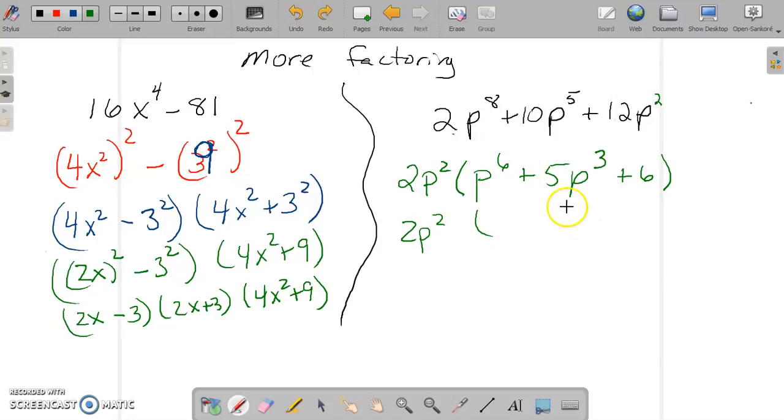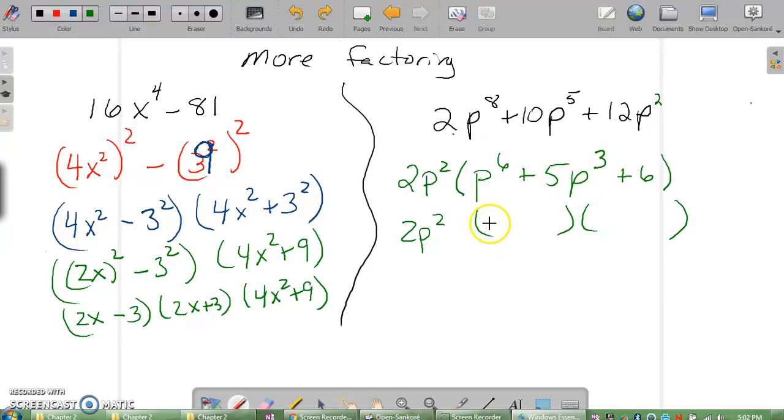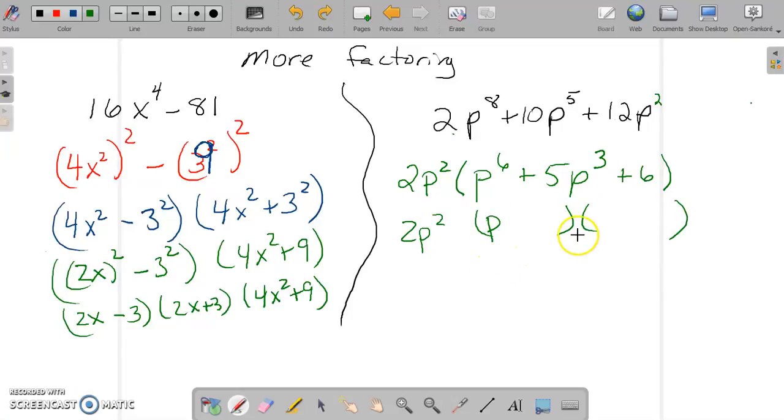You can actually reverse engineer this one. Okay, so this is a trinomial. This could work, especially if you notice that this degree is double this degree. Okay, 6 is double of 3. This could work. Okay, so I want you to put a p here, and a p to the 3rd here, because we have a p to the 3rd middle term, right?